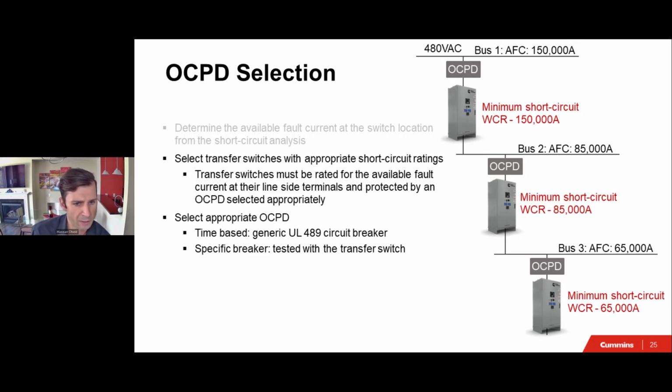Here it's 65,000. We say, okay, we need a transfer switch at that voltage, and it's essential to state the voltage also. And we can say the minimum short circuit rating is 65,000 amps. Now we need to select the appropriate overcurrent protection device. We can apply the time-based or the specific breaker. In this example, I'm going to apply the time duration.